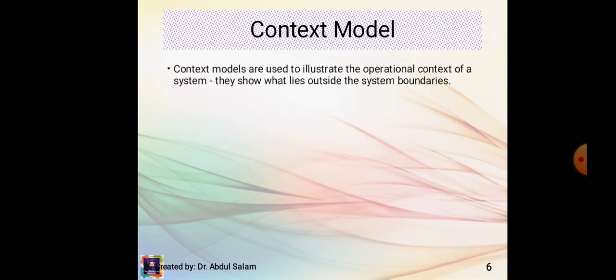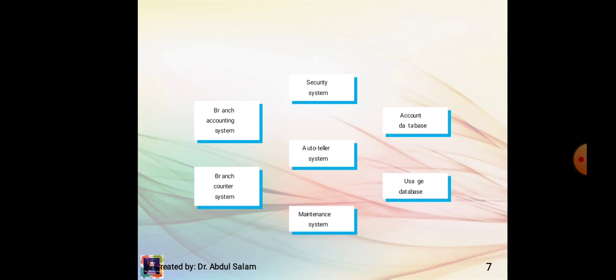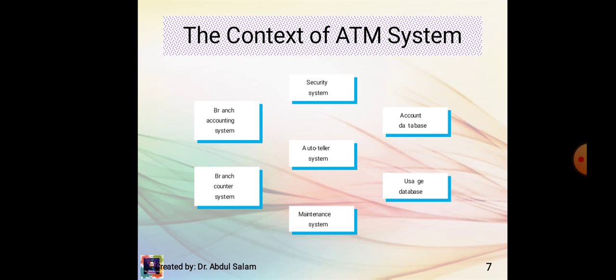Context model. Context models are used to illustrate the operational context of a system. They show what lies outside the system boundaries. Social and organizational concerns may affect the decision on where to position system boundaries. Architectural models show the system and its relationship with other systems. The context of an ATM machine.